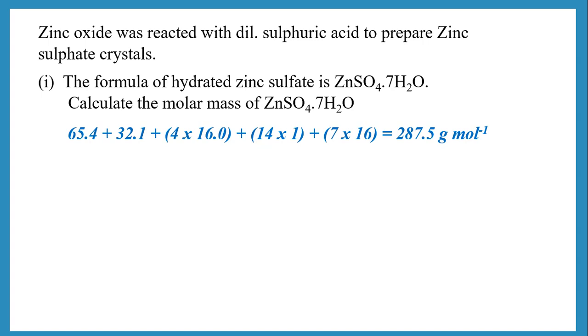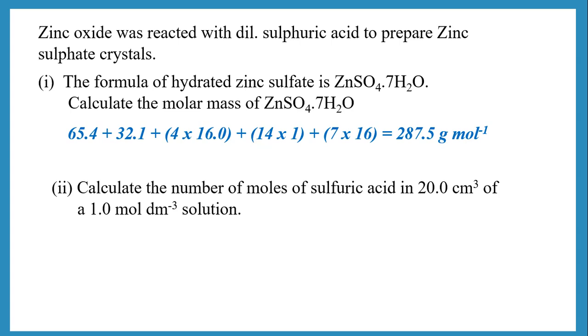So zinc is 65.4, sulfur is 32.1, oxygen is 16 and I have 4 of them in the zinc sulfate. And then I have 7 water. All of this is added together to get the MR. So 7 of H2O, that means I have 14 H's, each of them has a mass of 1, and 7 oxygen, 7 times 16. So the total of that is what we call the MR, or the molar mass of the compound.